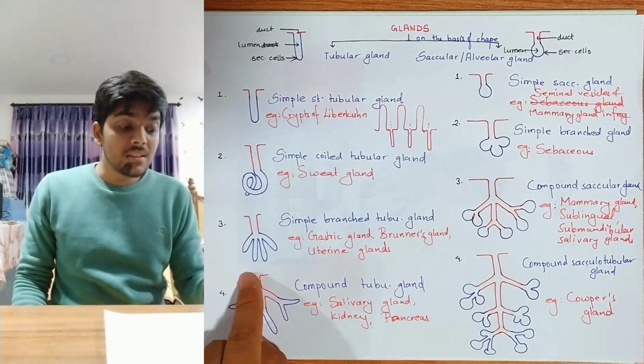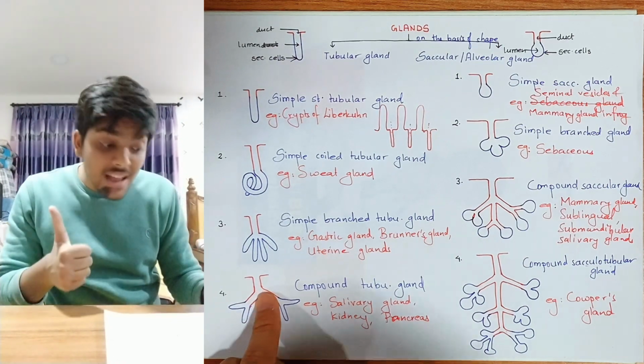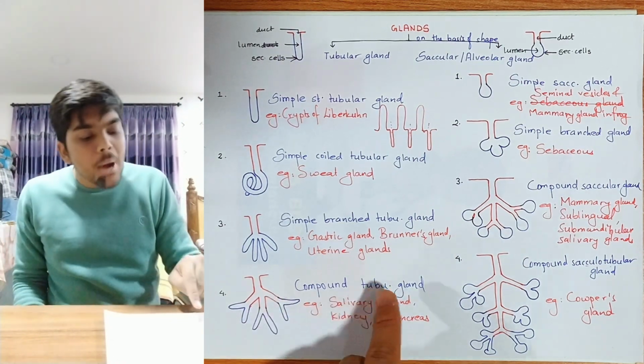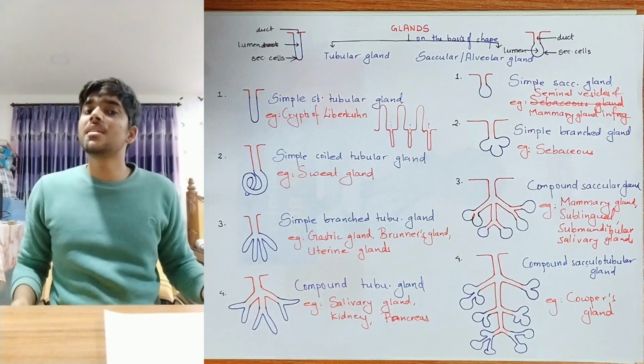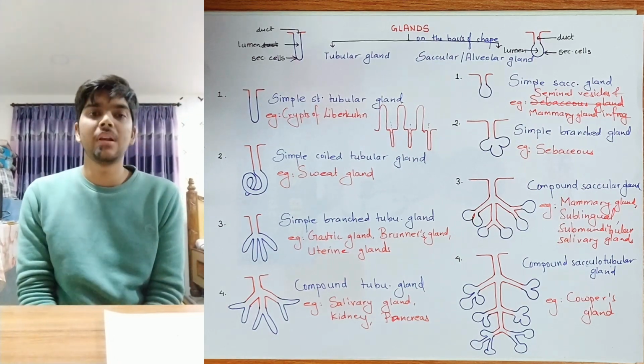And finally, is the duct region branched? Yes. That means it's a compound gland. Is it tubular? Yes, that means it's a compound tubular gland.